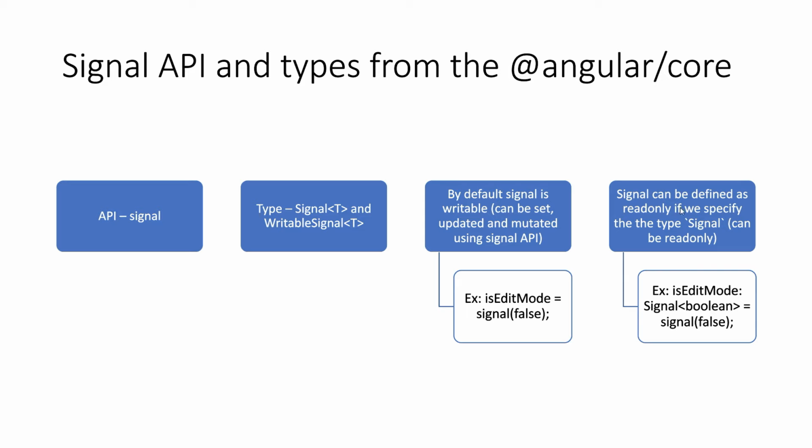A signal can be defined as read only if we specify the type Signal. So let's say you created the signal with any type, here it is a boolean type, and you specify the type Signal<boolean>. It means now we cannot modify this variable, it can be used as read only. Now let's discuss writable signal functions like set, update and mutate.